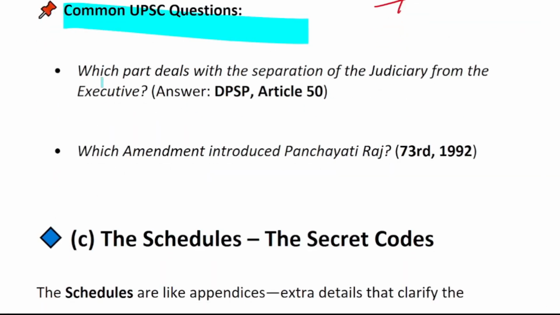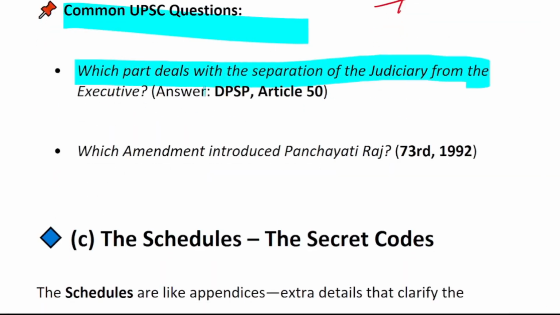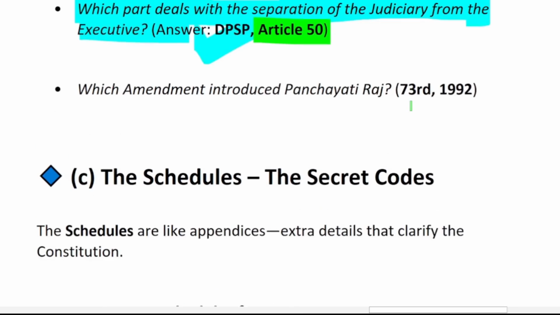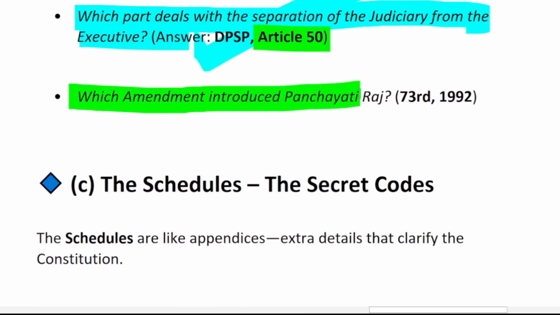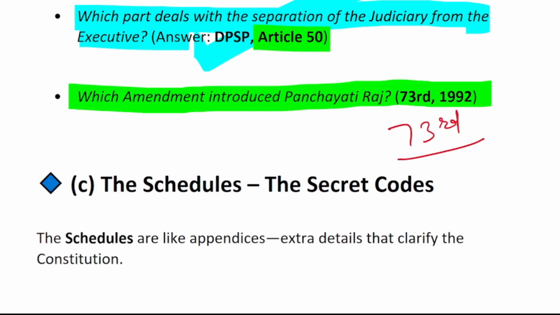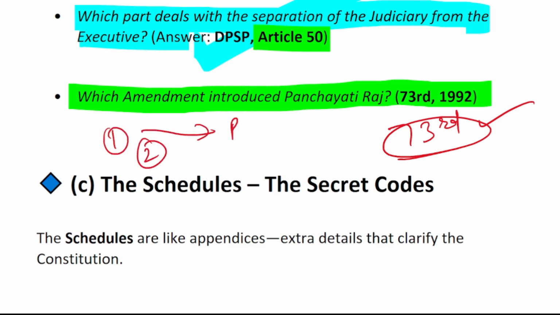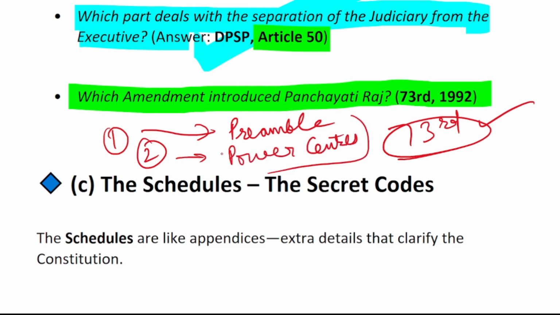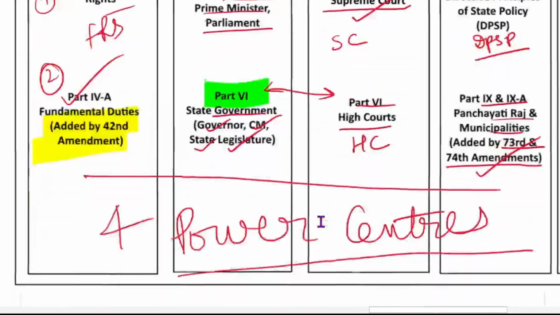And there is a common UPSC question you may get in the exam. Which part deals with the separation of the judiciary from the executive? The answer will be DPSP under Article 50. There can be one more question like which amendment introduced Panchayati Raj? You need to remember the 73rd Amendment 1992. So we are done with two important parts of this well-designed building: the preamble and the important power centers.